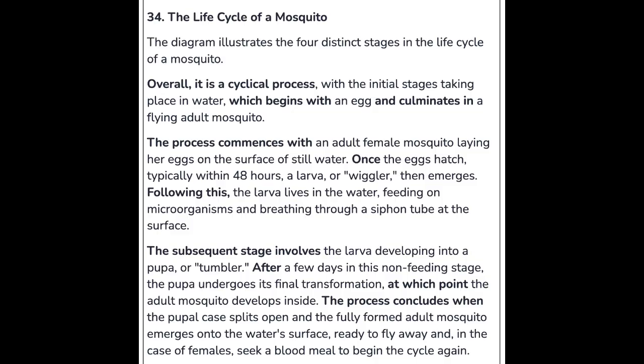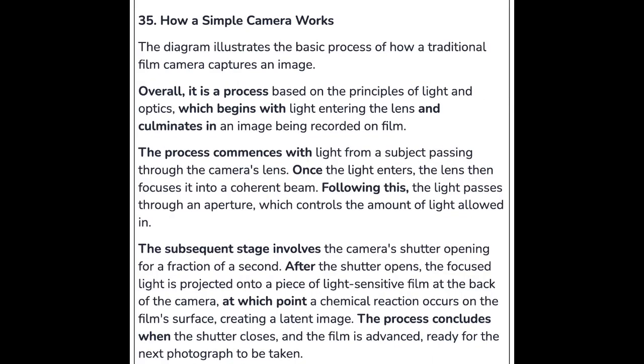Following this, the larva lives in the water, feeding on microorganisms and breathing through a siphon tube at the surface. The subsequent stage involves the larva developing into a pupa, or tumbler. After a few days in this non-feeding stage, the pupa undergoes its final transformation, at which point the adult mosquito develops inside. The process concludes when the pupal case splits open and the fully formed adult mosquito emerges onto the water's surface, ready to fly away and, in the case of females, seek a blood meal to begin the cycle again. 35. How a simple camera works.